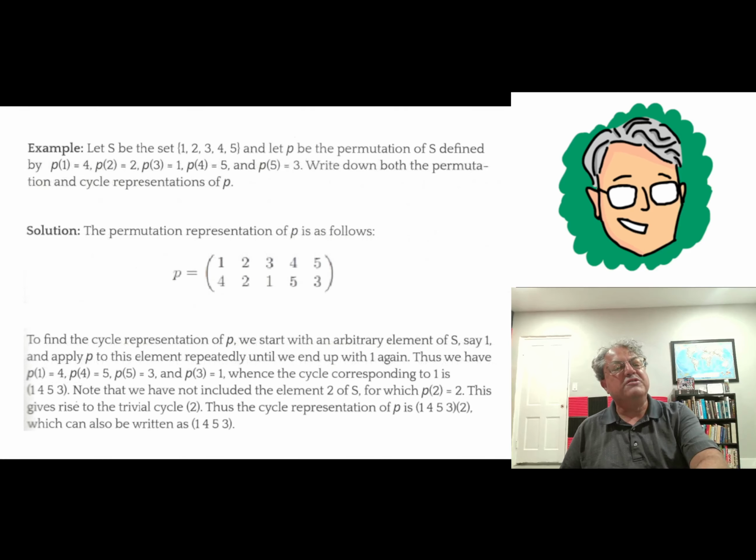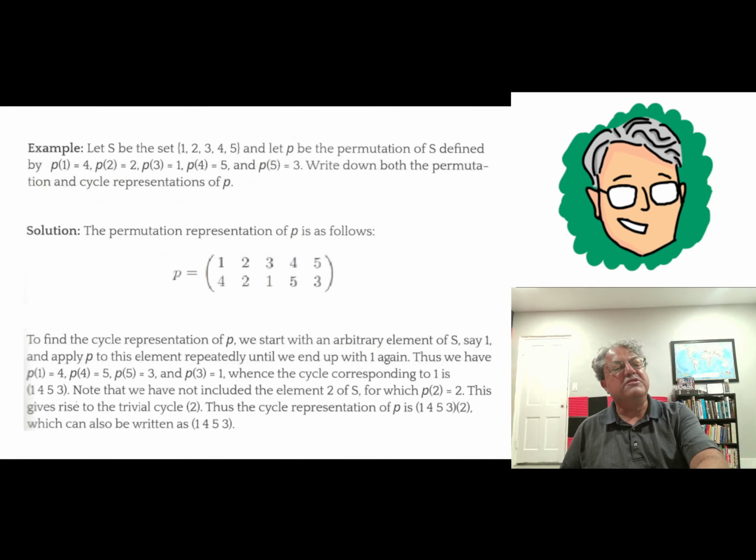Now I'm defining this permutation P. I'm saying P of 1 is 4, P of 2 is 2. I think you can see that 2 is a fixed point. P of 3 is 1, P of 4 is 5, and P of 5 is 3. The permutation representation is pretty easy. That's the easiest one to write down. You just write down two rows. The first row is the elements of your set, ordered in a nice way. And the things below them are just the things that the permutation P maps those elements to.